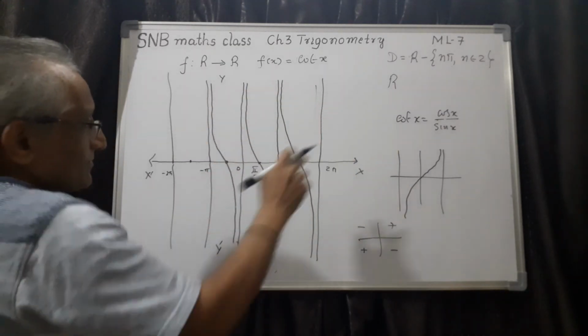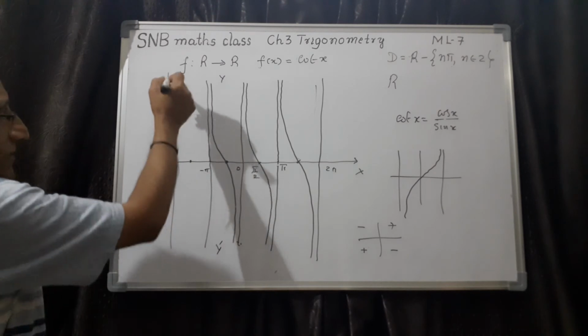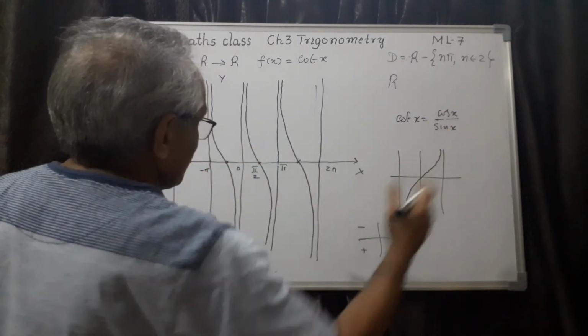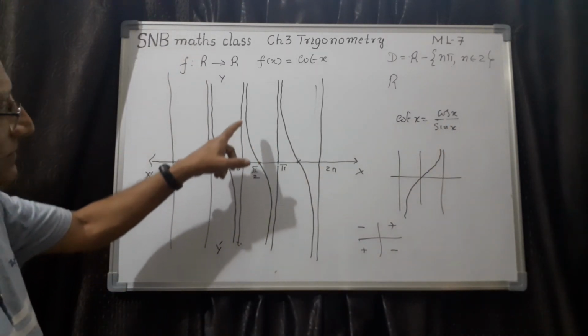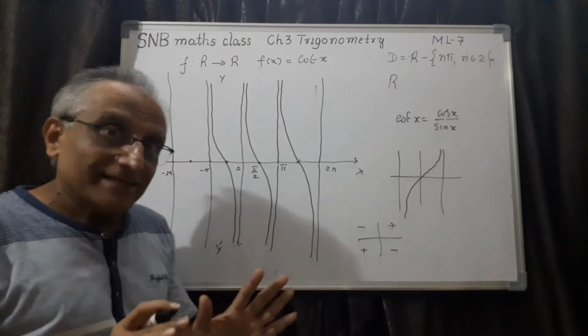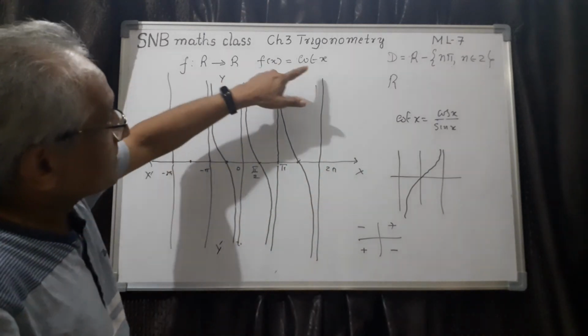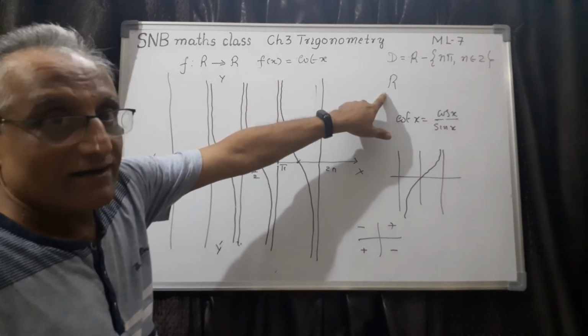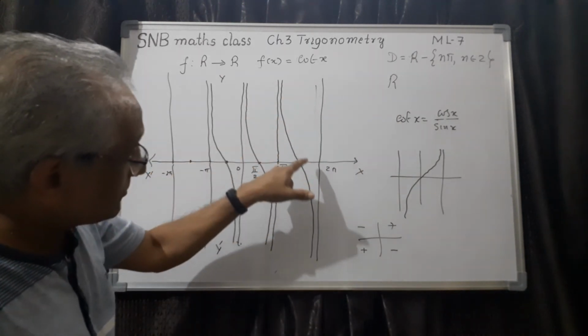So it repeats. So this is that. And now I can draw any number of branches like this. So this is the cot graph. And once again, the codomain is R. So it takes all values along the y-axis.